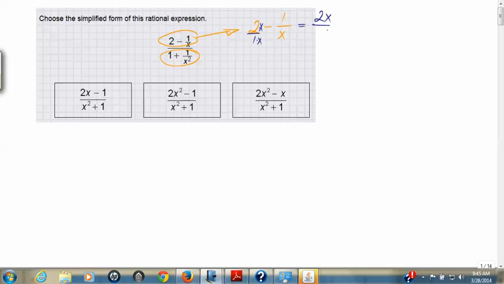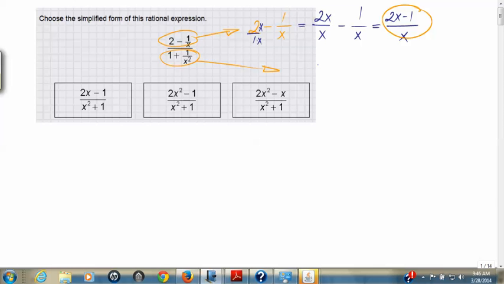Now your expression becomes 2x over x minus 1 over x, and because they have a common denominator, which is x, all you need to do now is perform the subtraction of your numerators: 2x minus 1, and this is your numerator. Now you're moving on with your denominator and trying to simplify that.